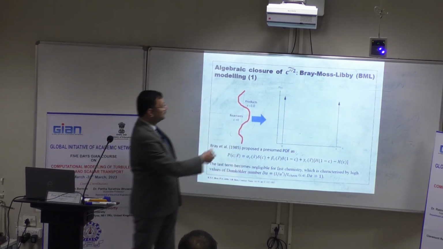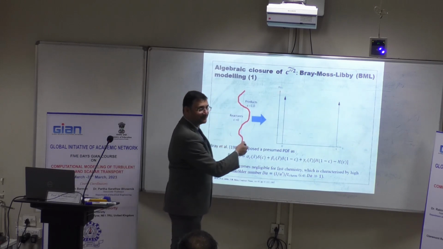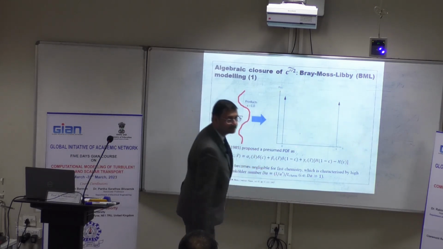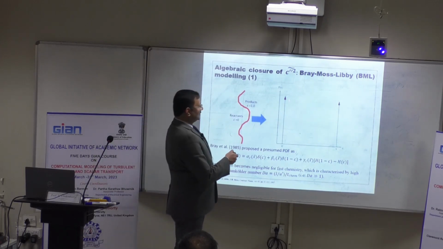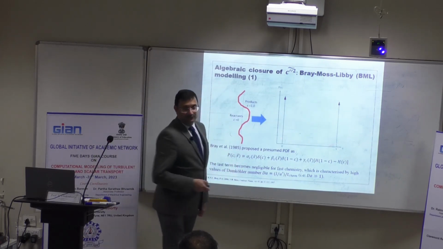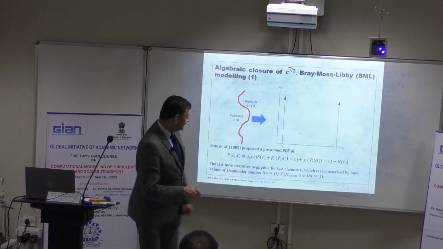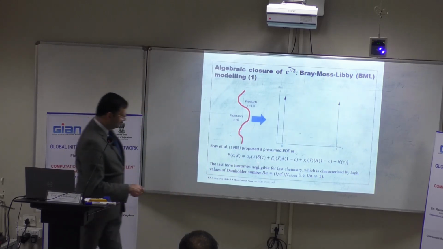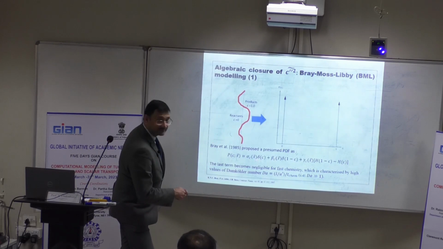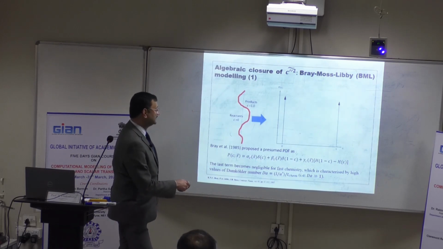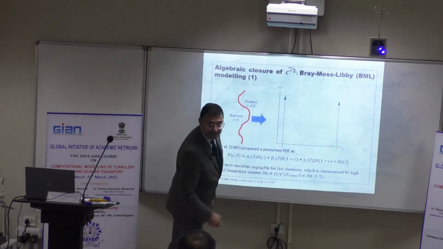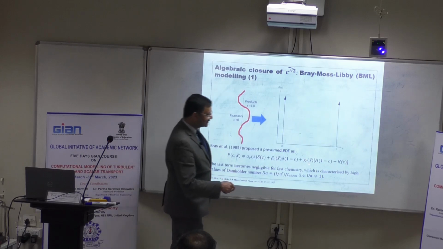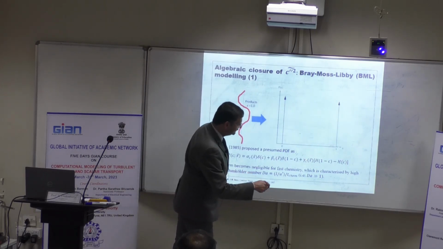This is the probability density function of the reaction progress variable. If that is the case, this kind of PDF is called a bimodal PDF, and that can be approximated by this. These are Dirac delta functions. So alpha is the weight given to this Dirac delta function, beta is the weight given to this Dirac delta function, and you have some variation in between.